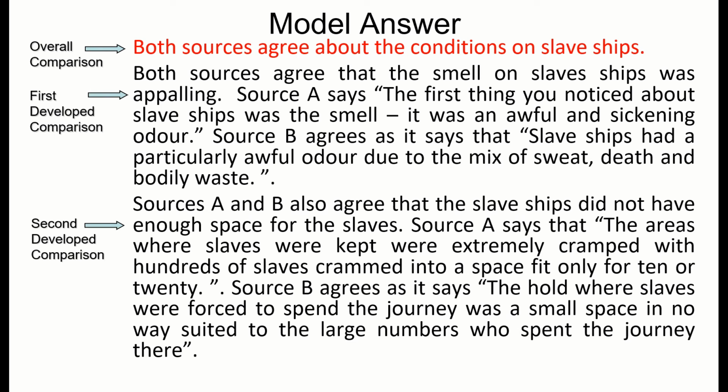And then source A says that the areas where slaves were kept were extremely cramped, with hundreds of slaves crammed into a space fit only for 10 or 20. Source B agrees, as it says the hold where slaves were forced to spend the journey was a small space in no way suited to the large numbers who spent the journey there. So you can see that there are 5 marks there, and there are 5 marks because there are 5 times that we've used the word agree. Right at the top in the overall comparison we said agree, and then twice in the first developed comparison and twice in the second developed comparison. So make sure when you're doing these that you use the words agree or disagree, and you will be very likely to get the marks.